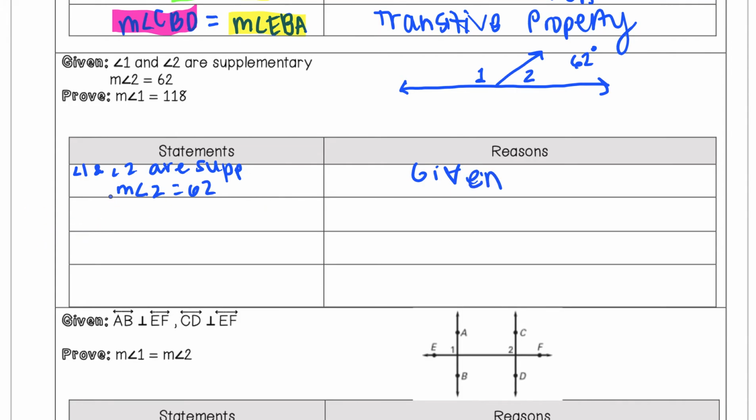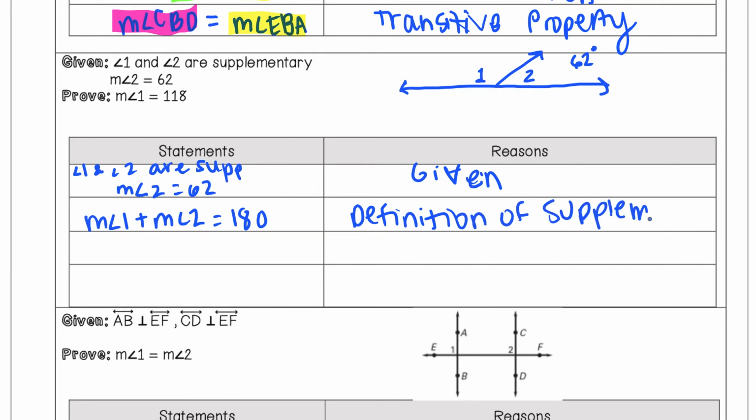Then we can say that the measure of angle 1 plus the measure of angle 2 must equal 180. And why am I allowed to say that? Why would those two angles add up? That's just because I'm using the definition of supplementary angles to claim that they're always going to add up to 180 degrees if they are supplementary. That's part of that definition.